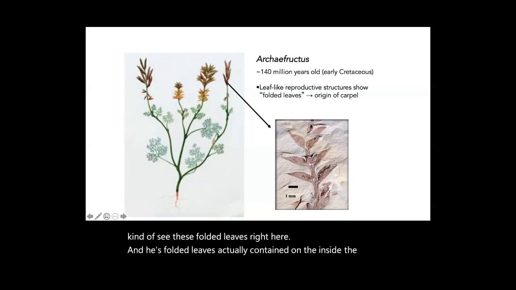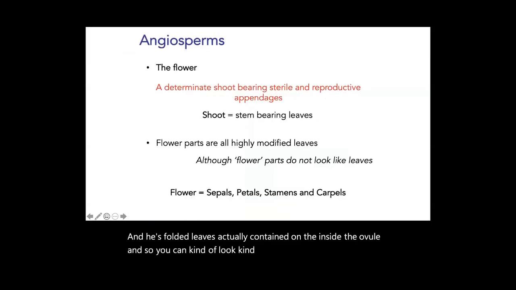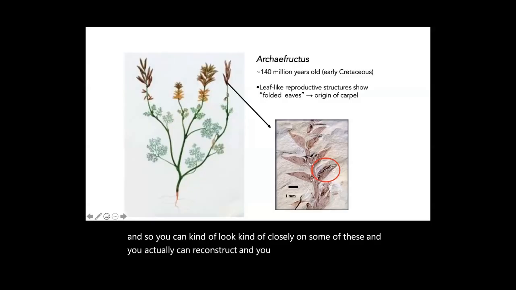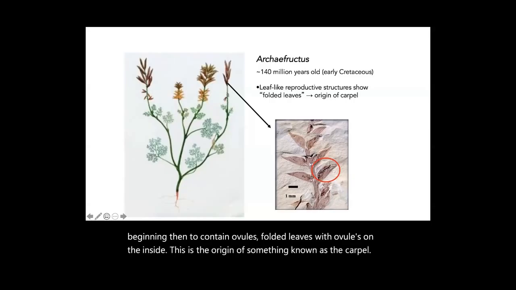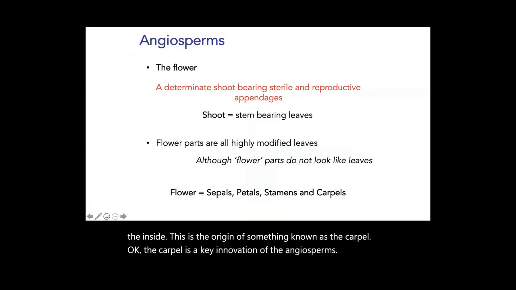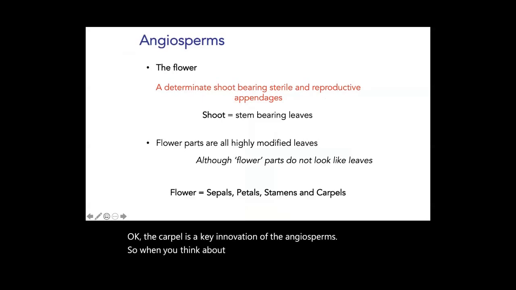And so you can kind of look closely on some of these. And you actually can reconstruct, and you have good structures associated with ovules. And so these are leaves then that are beginning to contain ovules. Folded leaves with ovules on the inside. This is the origin of something known as the carpel. Okay, the carpel is a key innovation of the angiosperms. So when you think about the flowering plants or the angiosperms, you immediately think of, well, the flower, right?